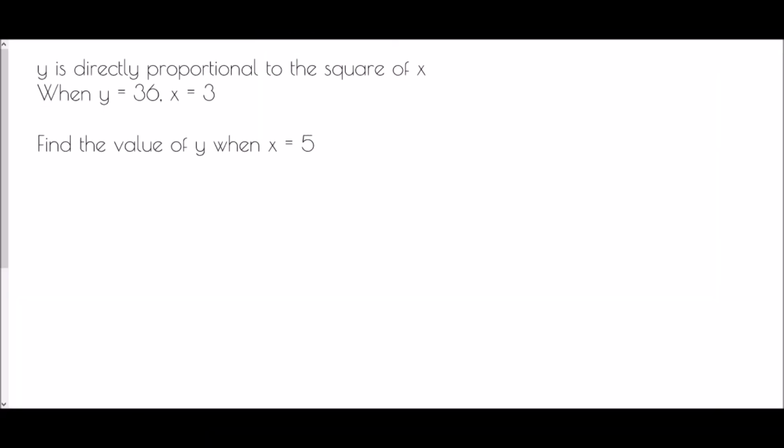So our next question says: y is directly proportional to the square of x. When y equals 36, x equals 3. Find the value of y when x equals 5. There is not much difference between this question and the previous one, except for the phrase square of x. So what does that mean? Well, y is directly proportional to the square of x. The square of x simply means x squared. So the relationship is to do with the x value being squared and then multiplied by something in order to make y.